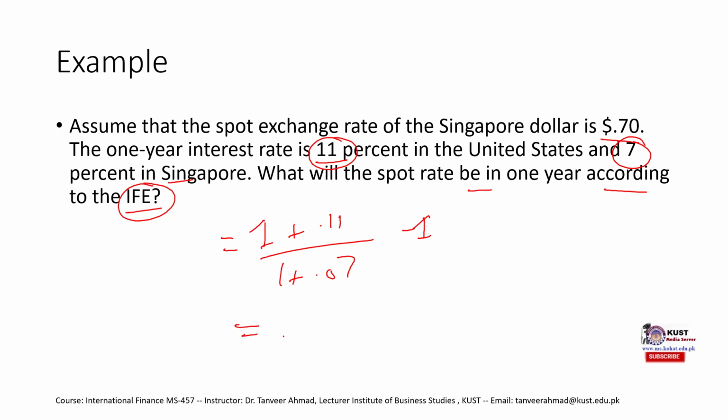This percentage would be positive, and it would suggest that the foreign currency would appreciate. So what we need to do is find the new spot rate, which would be equal to 1 plus the answer, whatever answer we get. So this would give us the new exchange rate.